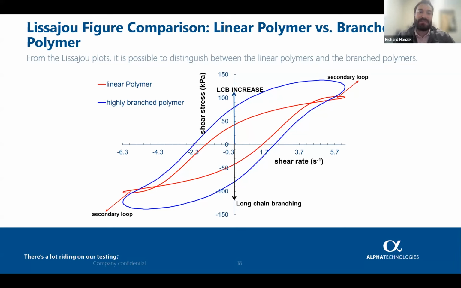So we can see on these plots, we have Lissajous plots with no loops, and we have plots with loops. So in the case that we have the loops present, those would mean a linear polymer. When we see no loops present, then we know that it's a branched polymer. And then we can look at the width of that center point. And as that width or breadth increases, we know that our degree of long chain branching, or LCB, is also increasing.